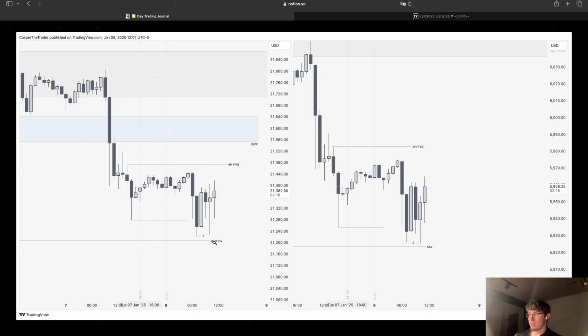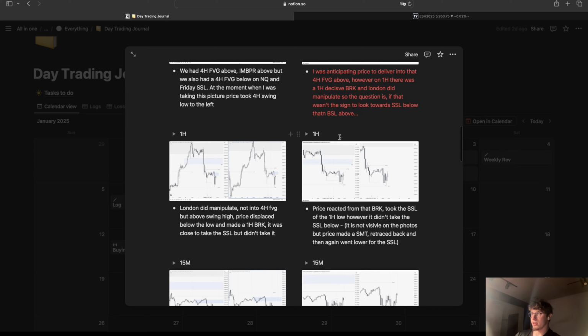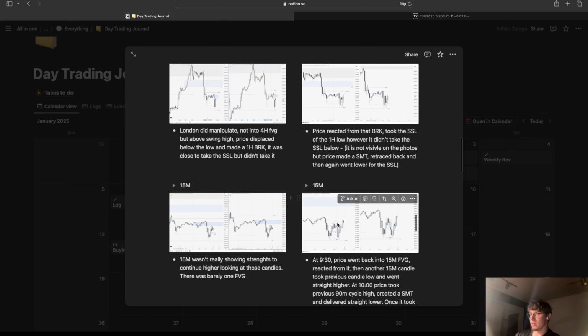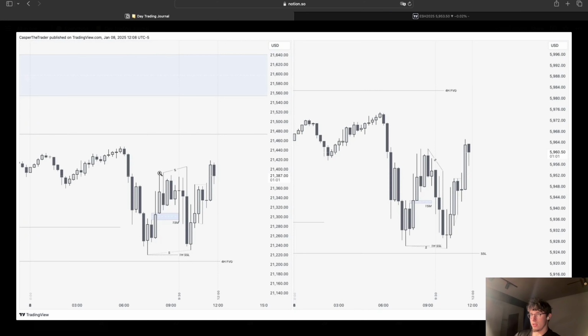Price fell to take this sell side liquidity here. We made an SMT, price again went higher, took this sell side, and then we ended distributing lower after 11:30. On the 15 minute, price delivered this 15 FVG, created a wick, then another candle went lower to the previous candle low. This was the candle from 9:45 to 10.